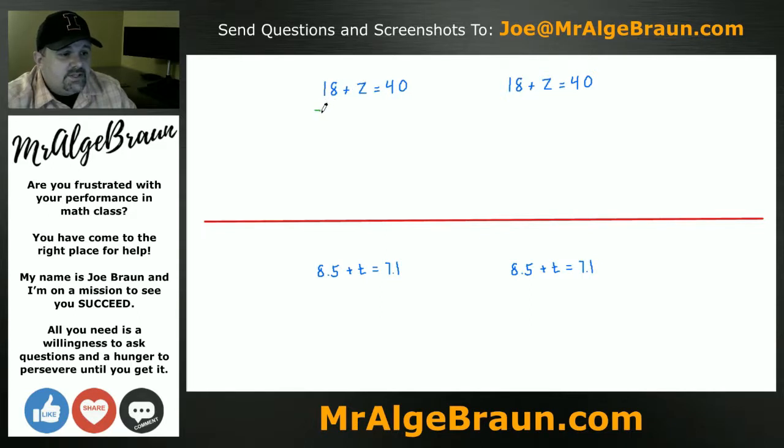So we would need to subtract 18. Because this is positive, we need to undo that by doing the opposite. What we do to one side, we do to the other. And so this cancels out. We would take 40 minus 18, and z is left by itself here on the left side. This is going to end up being 22.